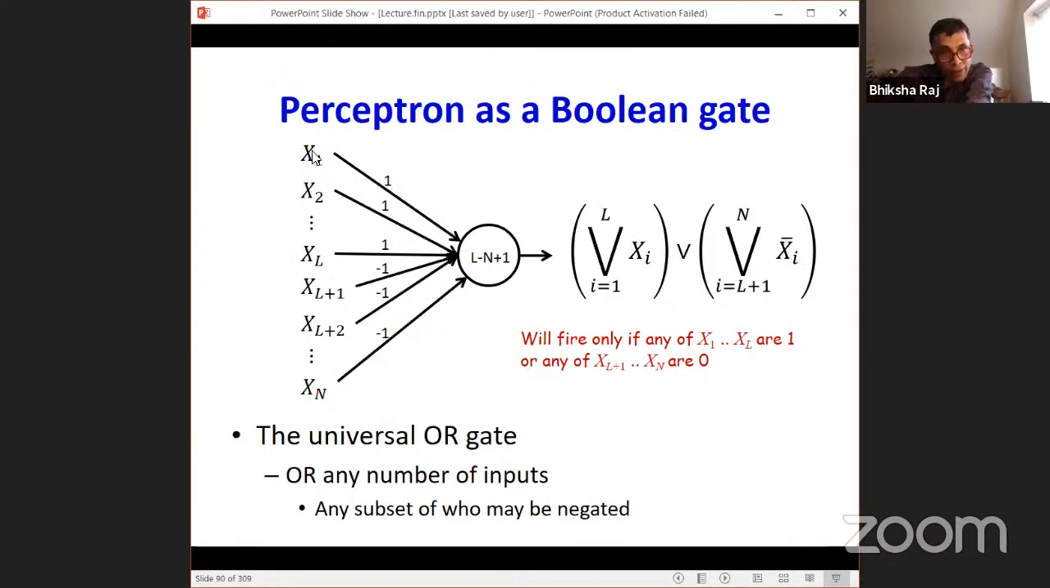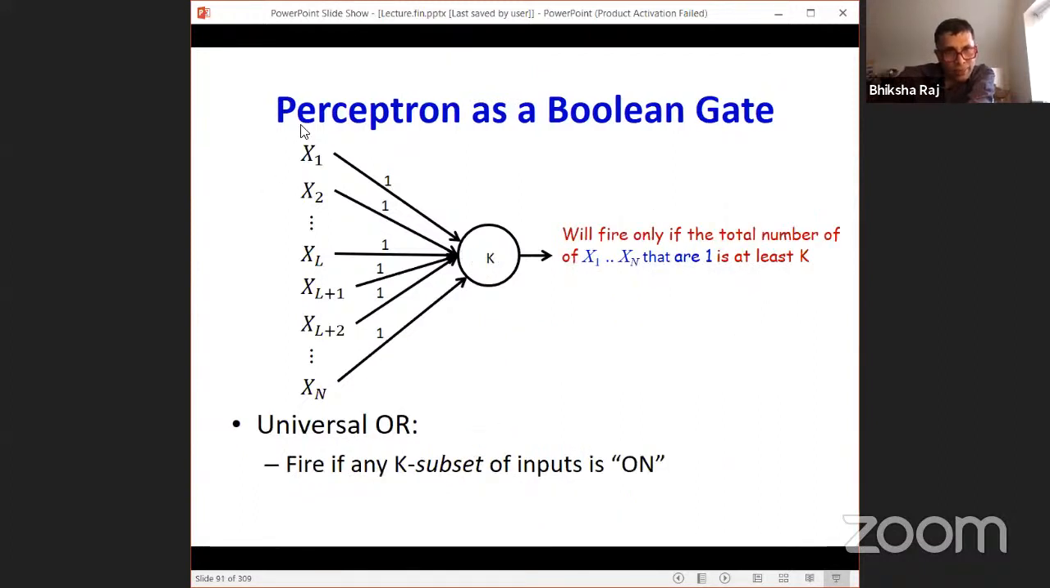This perceptron will fire if any of the first L is one, or if any of the remaining N minus L neurons are zero. Similarly, this one will fire if the total number of inputs that have value one are at least k. It's easy to see why. They have a threshold of k. So this is a majority gate, a generalized majority gate. This will fire only if at least k of the inputs are one.